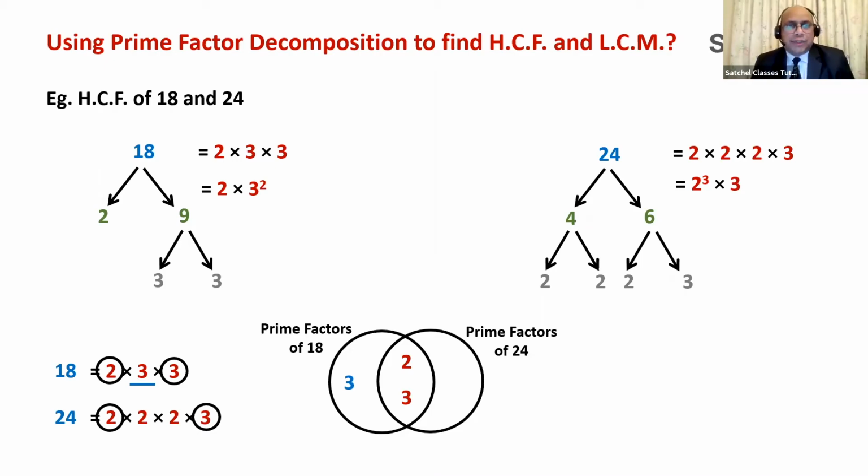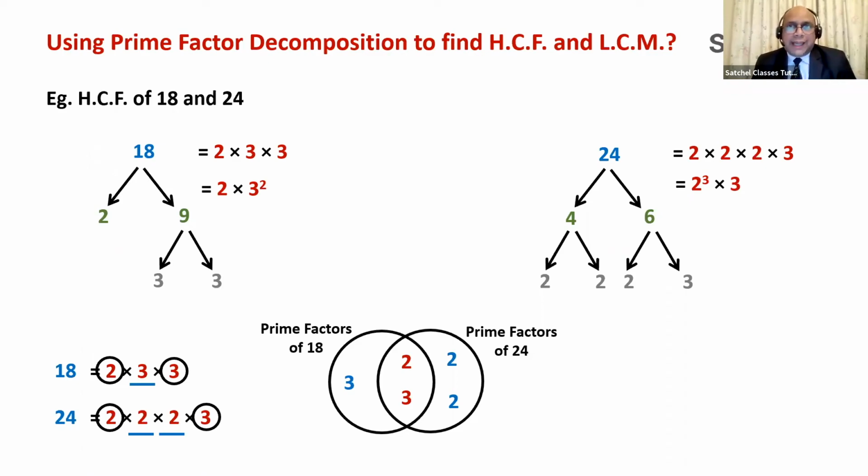Likewise, if you look at the number 24, apart from the common factors 2 and 3, there are two factors, which is 2 and 2, which are uncommon. So these twos go into the uncommon region of 24. So you have laid out the Venn diagram for prime factors.